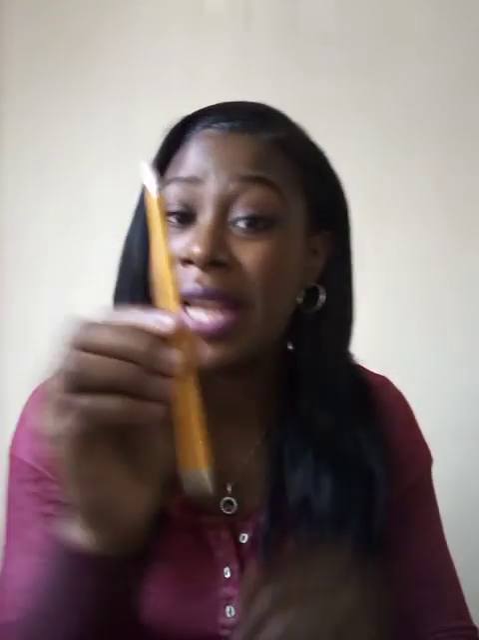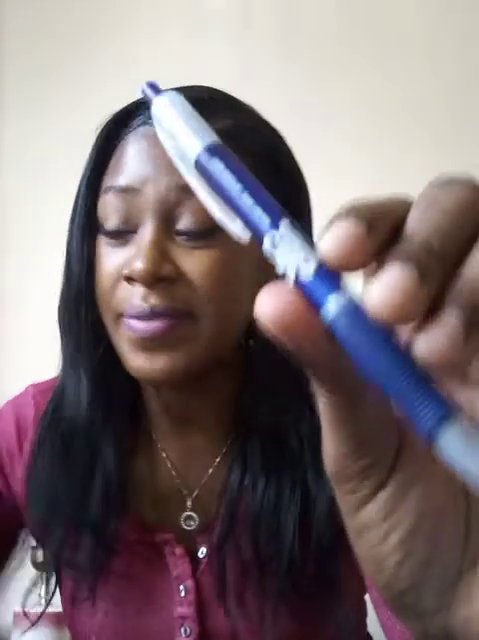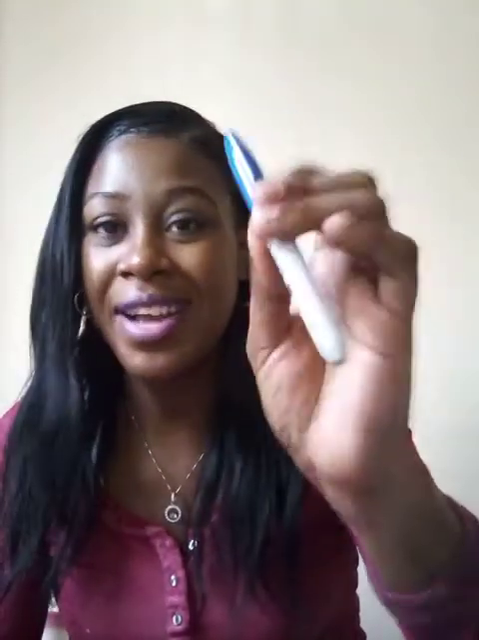There is un lápiz, a pencil. Un bolígrafo, a pen. There is also un marcador, a marker. Un libro. I'm sorry, this is actually un cuaderno, a notebook. Un cuaderno, the notebook, but your textbook is going to be un libro. So un libro, a textbook.